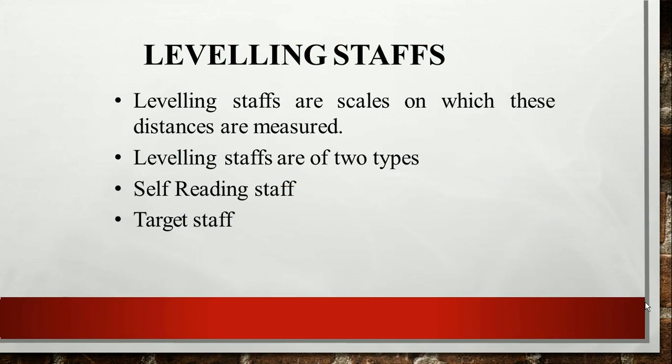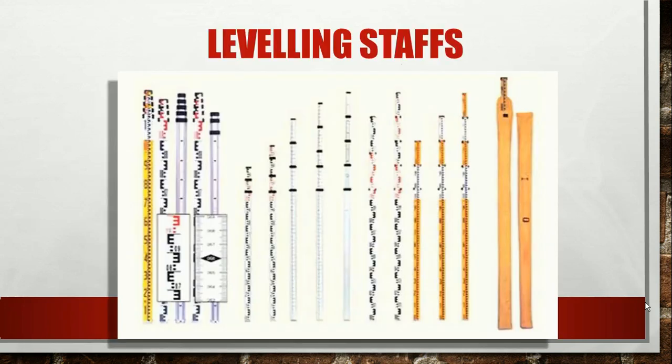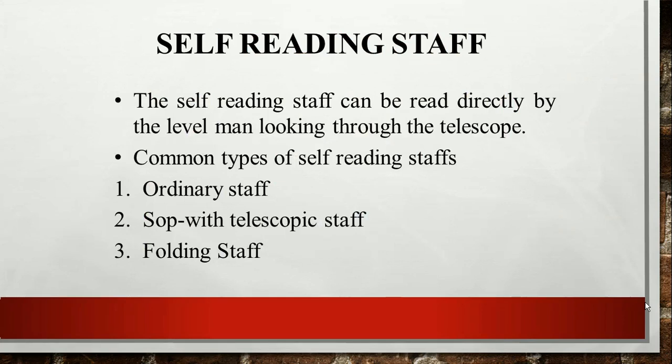Now the various leveling staffs we use for performing the leveling operation. Leveling staffs are the scales on which the distances, the elevations, are measured. Leveling staffs are of two types: number one is self-reading staff and number two is target staff. We will discuss them one by one. This is the basic image of the different types of leveling staffs available for performing the leveling operation. First, I am going to deal with the self-reading staff.